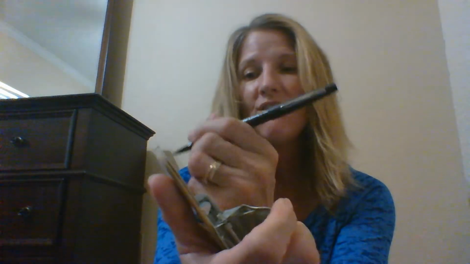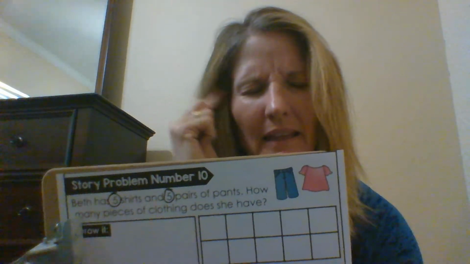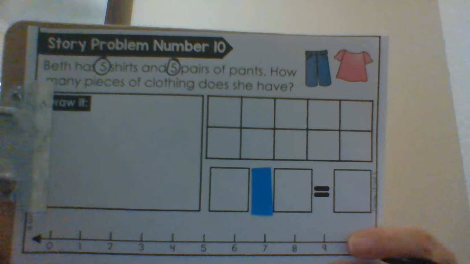All right, and last one. You're doing such a great job. Lots of practice with adding and subtracting and clue words. Beth has 5 shirts and 5 pairs of pants. How many pieces of clothing does she have? No clue words on this one. You're just going to have to think what makes sense. Okay, pause the video and solve it, and I'll do the same.